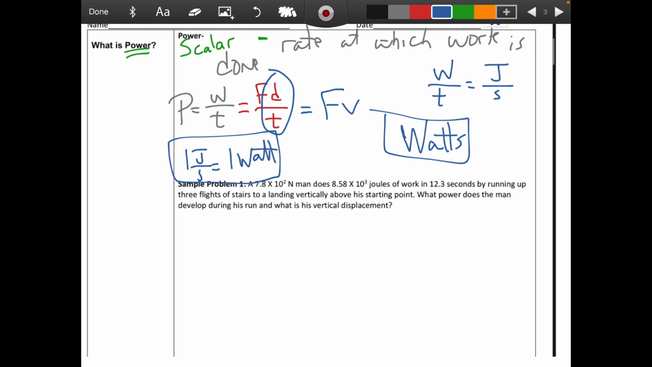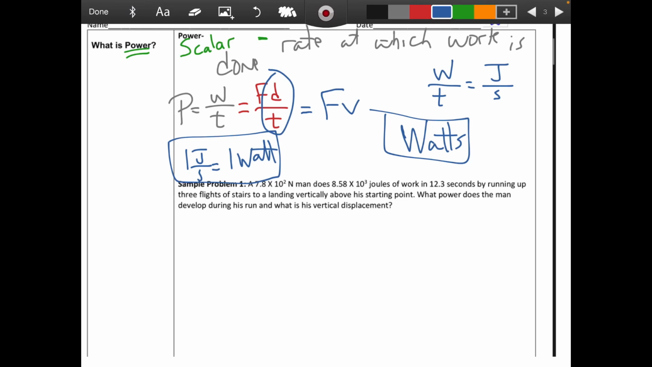Okay, let's move right along to the sample problem. So we have a 7.8 times 10 to the 2 newton man, that's his weight, does 8.58 times 10 to the 3 joules of work in 12.3 seconds by running up 3 flights of stairs to a landing vertically above his starting point. What power does the man develop during his run, and what is his vertical displacement?